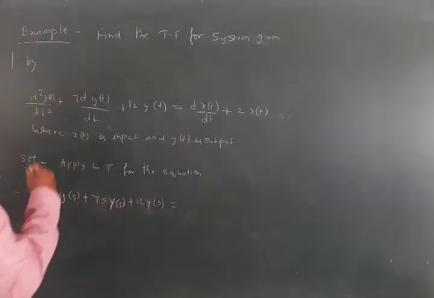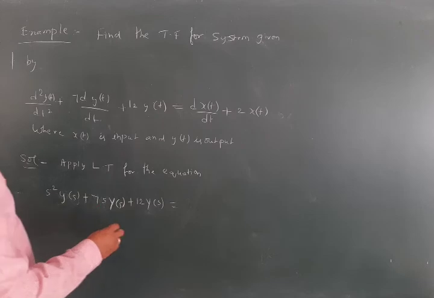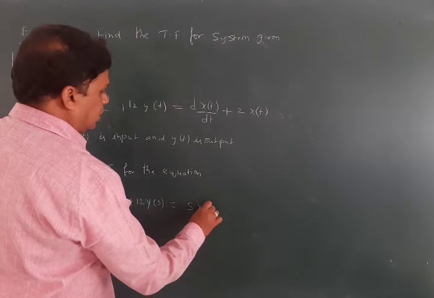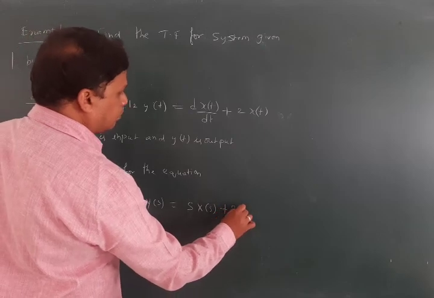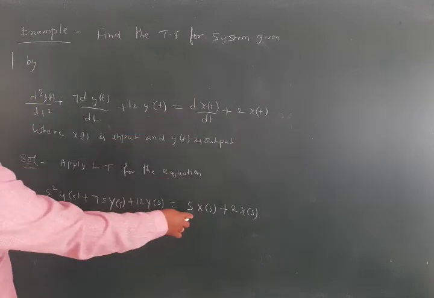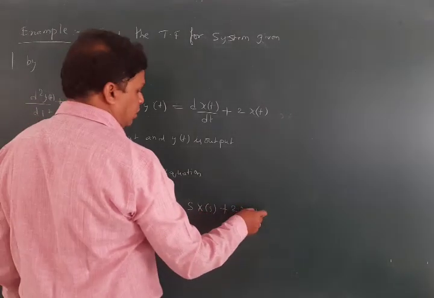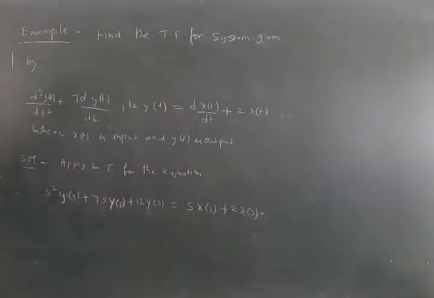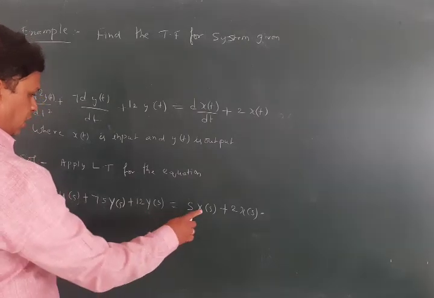On the RHS, in the same way, dx of t by dt becomes s into x of s, plus 2 into x of s. If there is no derivative we write just x of s, if it is a derivative, s into x of s, and if a double derivative, then s square into y of s. Okay, this equation is written, and from it you will make a separate equation in y of s and x of s.